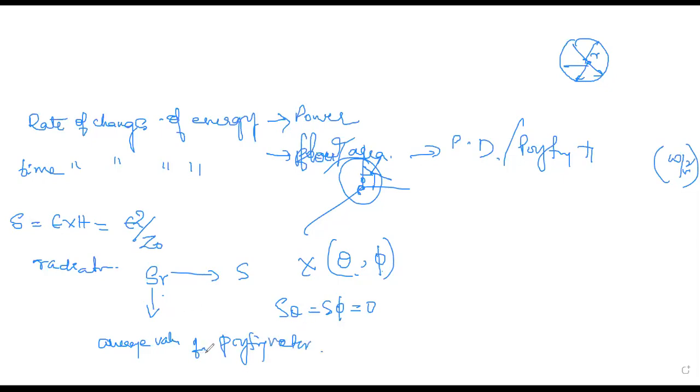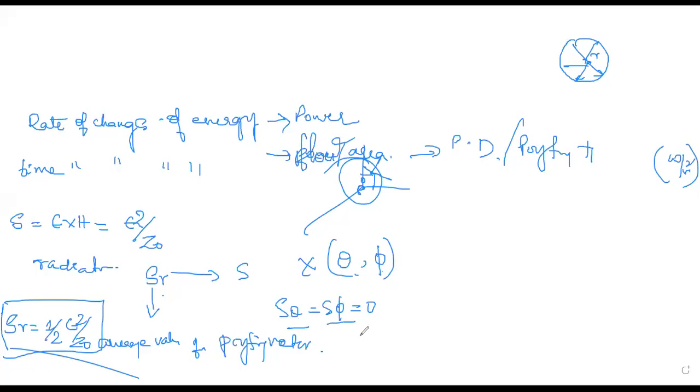SR is called the average value of Poynting vector, where for the average value we usually multiply the equation by half. So the average value is half into E square by Z naught, which is SR. So the average value of your radial component SR is equal to half into E square by Z naught. And the values of S theta as well as S phi are equal to 0 for a point source. An isotrope emits radiation in all directions, so the value of SR is the same, independent of theta and phi.